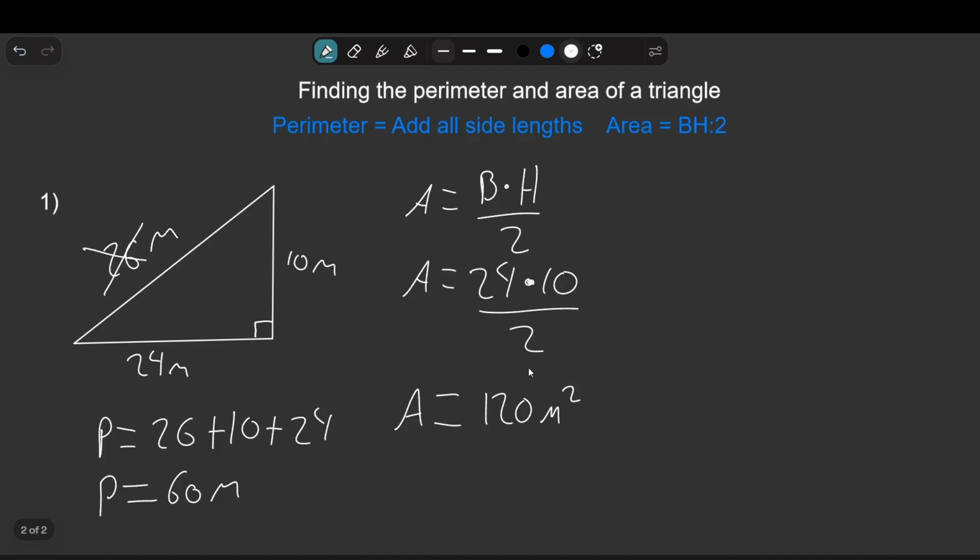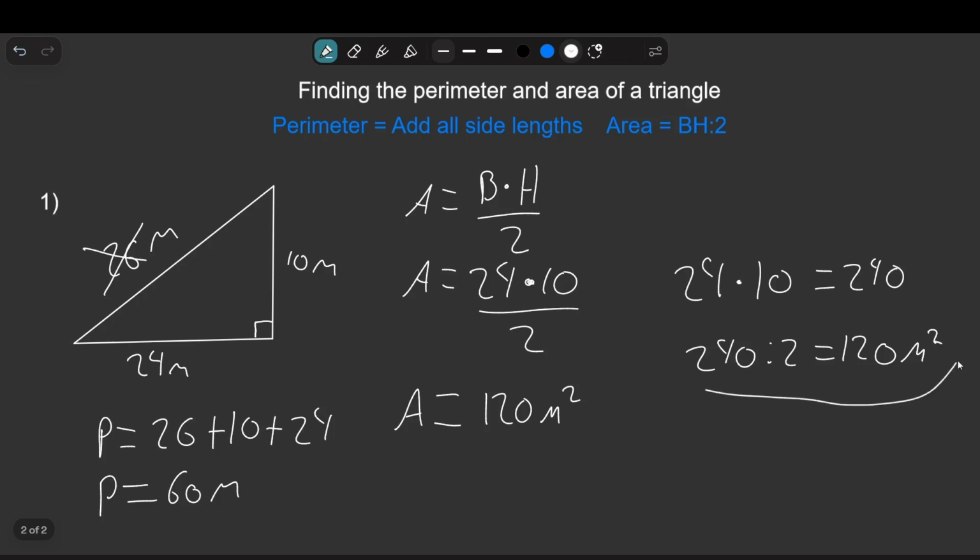I did it very quick, but I can also write it out for you. 24 times 10 equals 240. Now we have to do 240 divided by 2, which gets us the area of 120 square meters. So this was the first example of how to find the perimeter and area of a triangle.